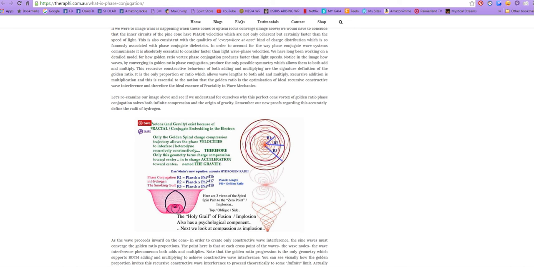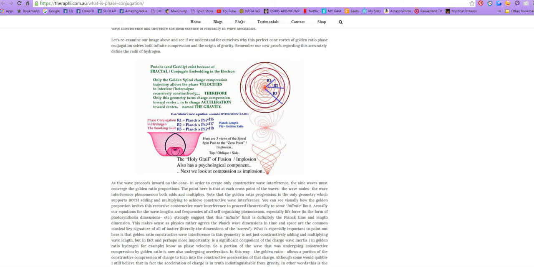But look at this. The holy grail of fusion, implosion, also has a psychological component. I mean, I'm just all tingly all over because this is my kind of thing. As the wave proceeds inward on the cone, in order to create only constructive wave interference, the sine wave must converge in golden ratio proportions. The point here is that at each cross point of the waves, the wave nodes, the wave interference phenomena both adds and multiplies. Note that the golden ratio progression is the only geometry which supports both adding and multiplying to achieve constructive wave interference. You can see visually how the golden proportion invites this recursive constructive wave interference to proceed theoretically to some infinite limit.